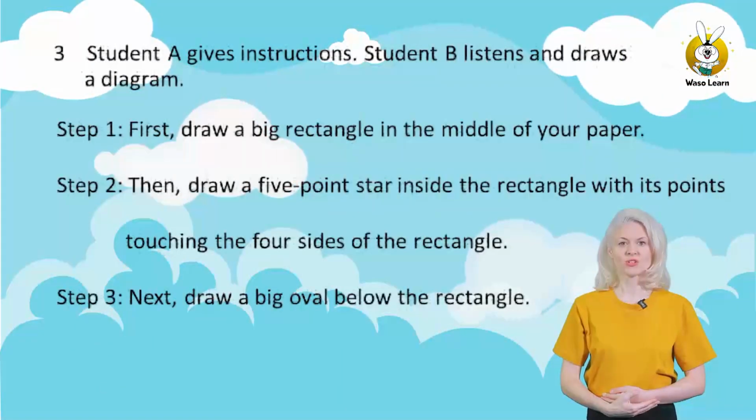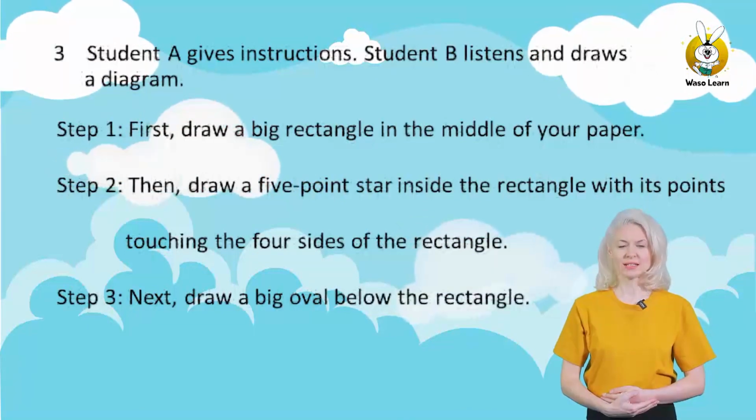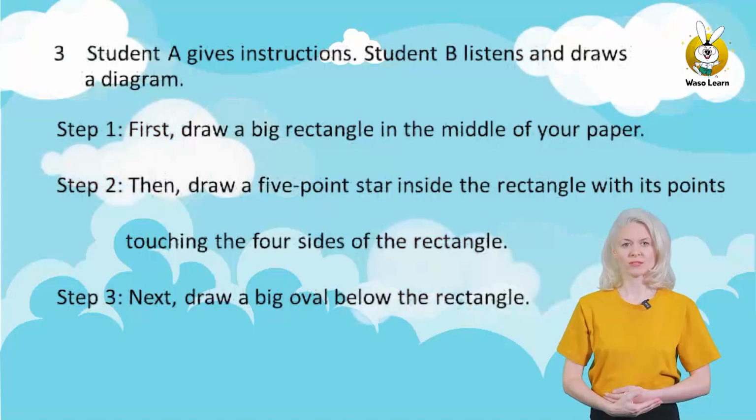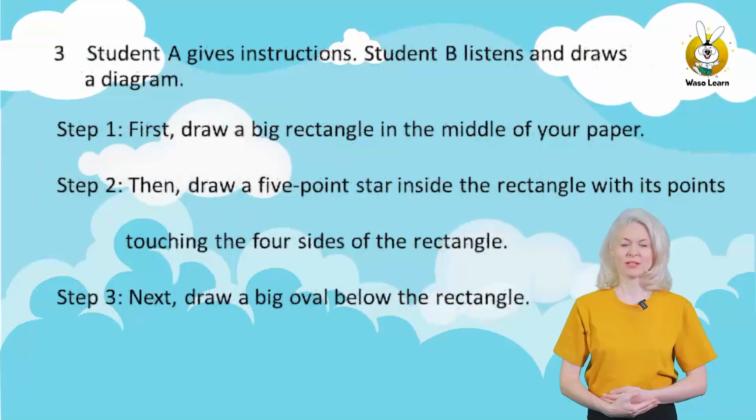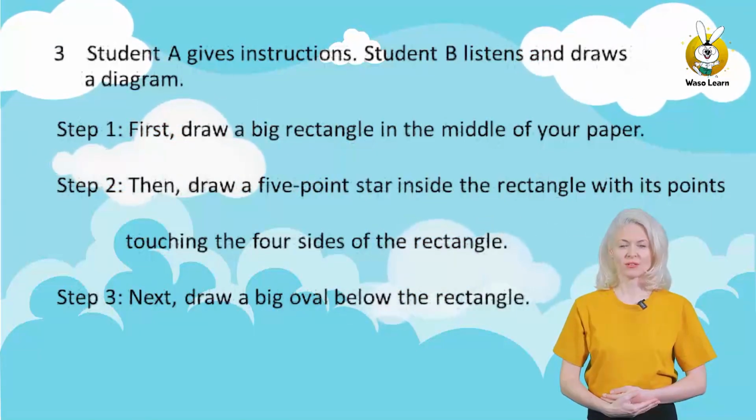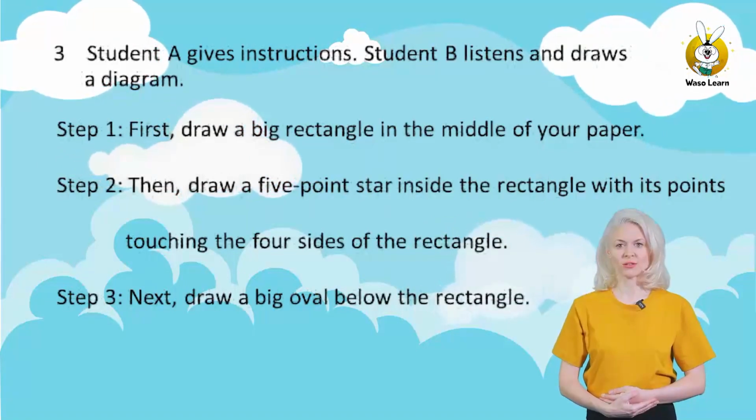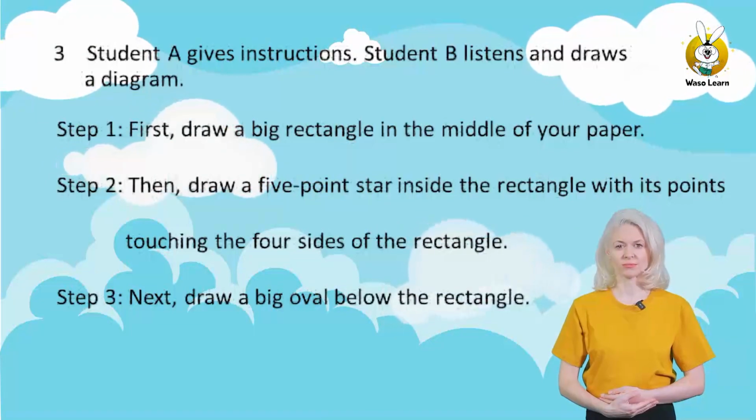3. Student A gives instructions. Student B listens and draws a diagram. Step 1. First, draw a big rectangle in the middle of your paper. Step 2. Then, draw a 5-point star inside the rectangle with its points touching the 4 sides of the rectangle.